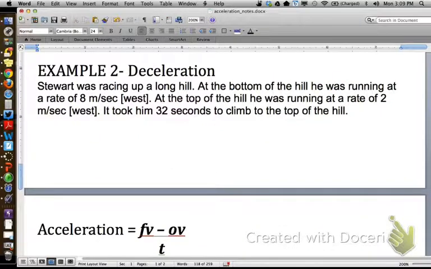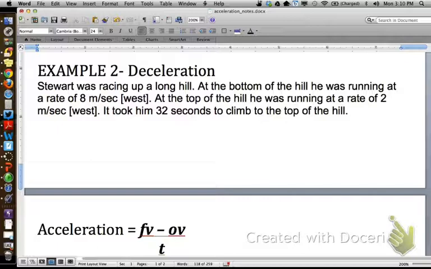The next problem here, Stuart was racing up a long hill. At the bottom of the hill, he was running at a rate of 8 meters per second west. At the top of the hill, he was running at a rate of 2 meters per second west. It took him 32 seconds to climb to the top of the hill. Our job is to figure out the acceleration or deceleration. The way to identify which it is: if I'm getting faster, I'm accelerating. If I'm getting slower, I am decelerating, so I'm going to have a negative value.